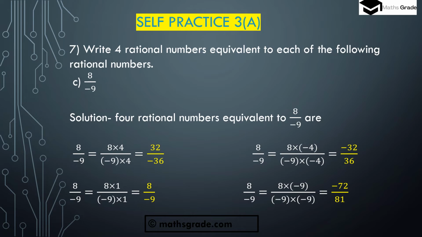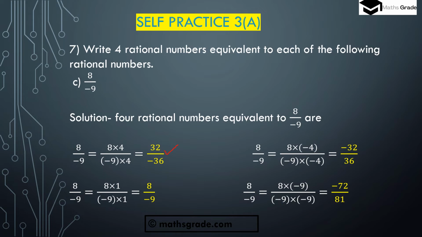Now we solve question number 3, part C: 8 divided by minus 9. Four rational numbers equivalent to 8 divided by minus 9 are: if we multiply the number 4 with both numerator and denominator of 8 divided by minus 9, we get 8 multiplied by 4 is 32, and minus 9 multiplied by 4 is minus 36. So 32 divided by minus 36 is equivalent to the rational number 8 divided by minus 9.